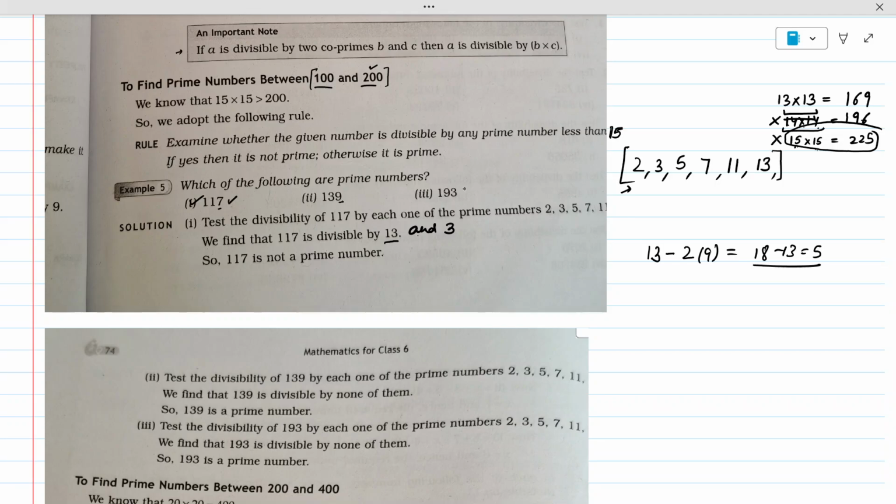Then we have 11. If we try this with 11, this is also not divisible by 11, because the sum of the numbers at the odd place is 10 and at the even place is 3. 10 minus 3 is 7, which is not divisible by 11. Correct? So this is also not divisible by this number. Now let us try to divide this by 13. It is clearly not divisible by 13 also. So this number is a prime number because it is not divisible by any prime number less than 15 here. Okay, and similarly you can check for 193 also.